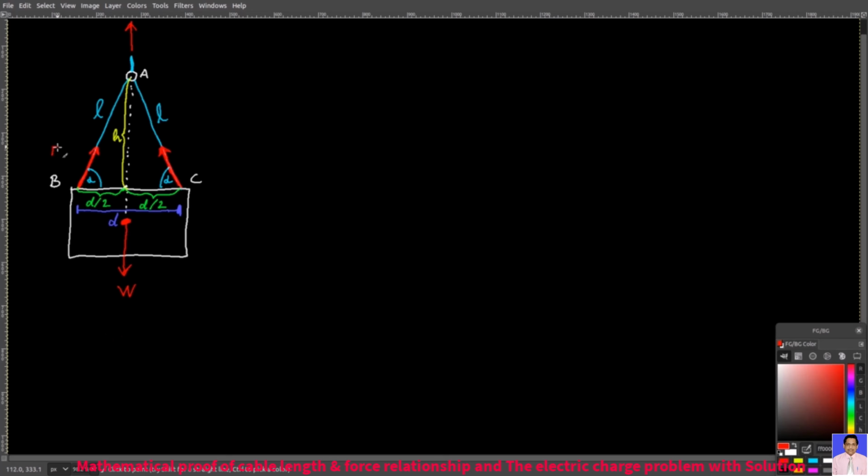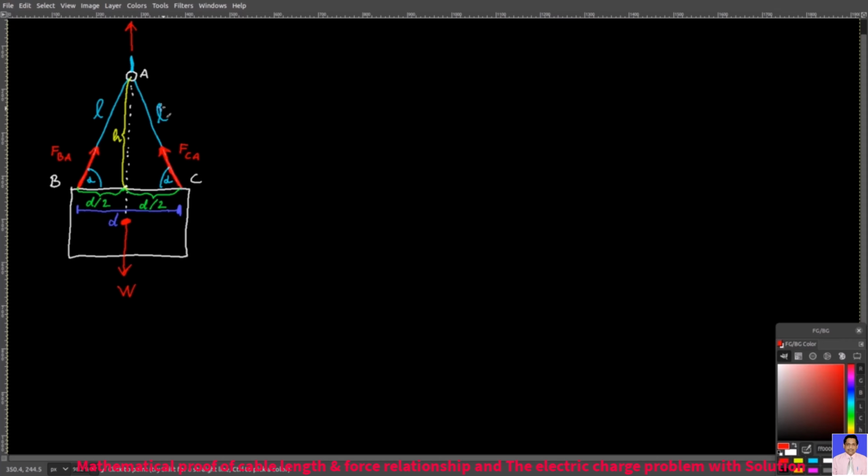Then let's call this height h. Then this force here is FBA, and this one is FCA. From symmetry you already know that they are equal forces because you have the same alphas here, and you have d over 2 here and here.